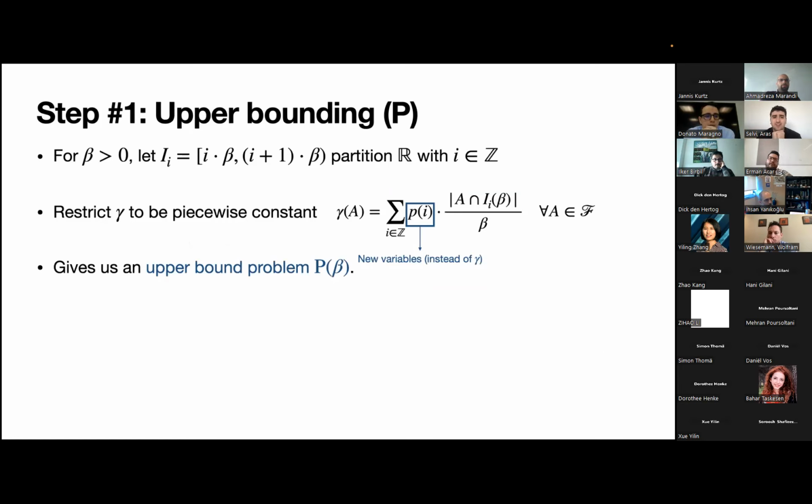So what we do is that we restrict gamma to a piecewise constant measure. This way of defining gamma coincides with a mixture of uniform distributions. Each ith interval will have a probability of p_i, and in that interval, we will have a uniform distribution. So now our variables will be these p_i's, which are countable. They are infinite, but at least we no longer deal with uncountably many variables. Now, we have an upper bound on the problem P.